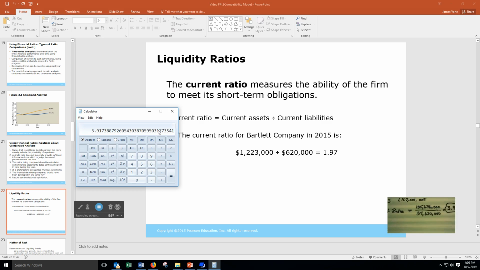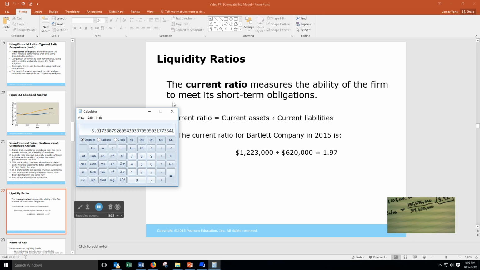Up here I have current assets divided by current liabilities. That came out to roughly 3.92. I rounded up from 3.917. And basically what that says is that Google has $3.92 in current assets for every $1 in current liabilities.